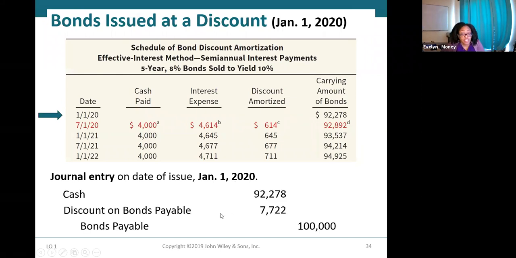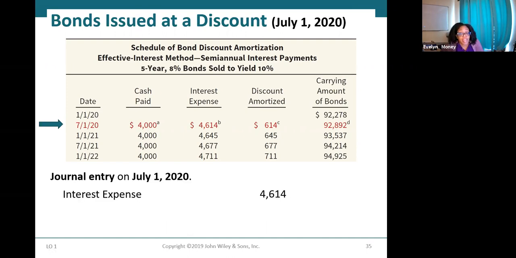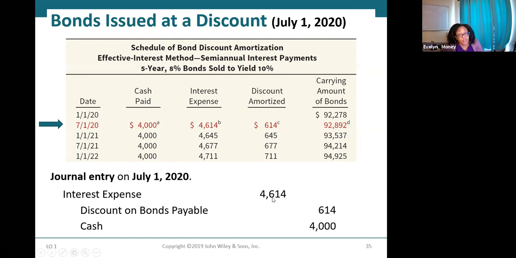So when we do our first entry for issuance, that looks the same as what we saw before in the previous video, same as what you learned in accounting 2. The method of amortizing the discount only affects the entry for the cash interest payments. We now have our interest expense that will not be the same every single period. We also credit discount on bonds payable for the amount of the amortization that we found by taking the difference between the interest expense and the cash paid, and then we credit cash.